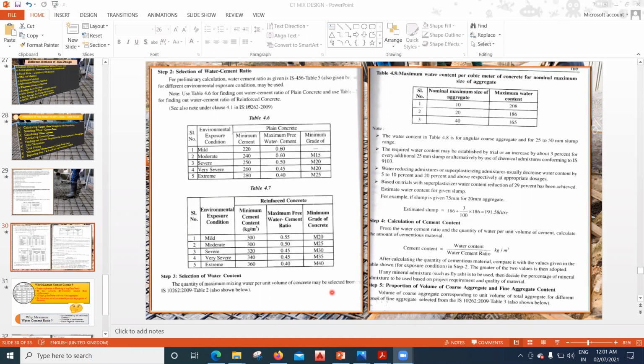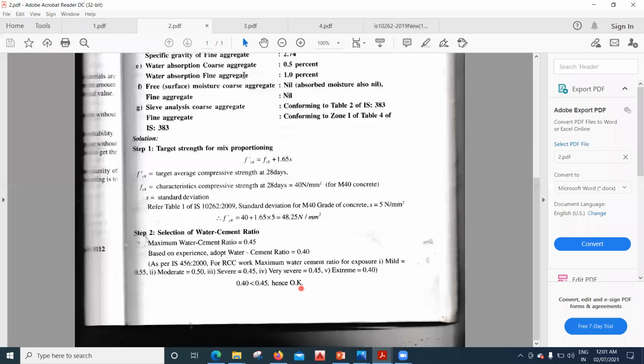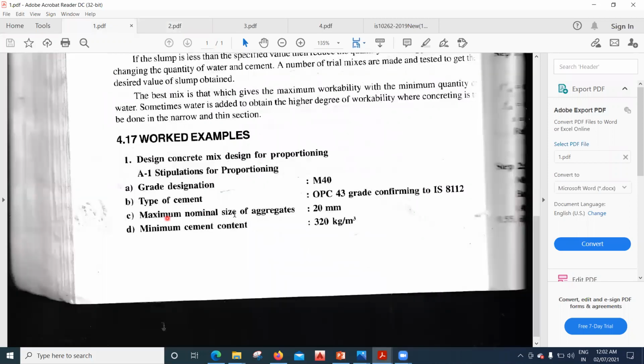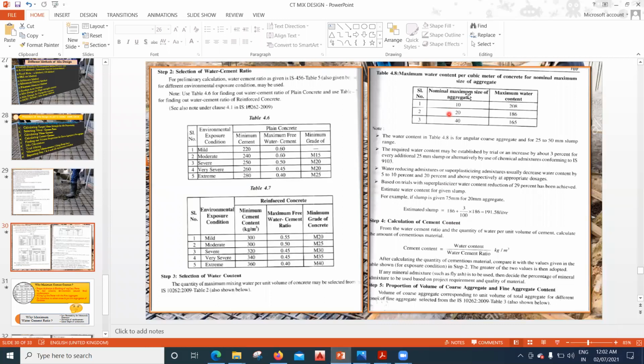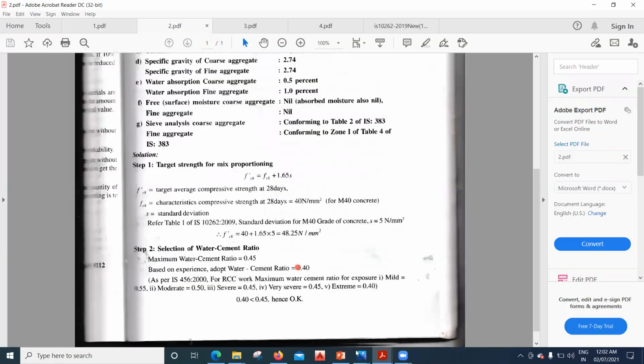So in the question, I'll go back to the question. You need to be with me. It will take some time. Yeah, it's given here, right? Maximum nominal size of aggregate, they have given 20 mm. So if the maximum nominal size is 20 mm, according to the table, nominal maximum size is 20 here, and the maximum water content we can give is 186, right? The same thing you can see in the PDF I have here. It's written 186. We'll go back to the PPT.